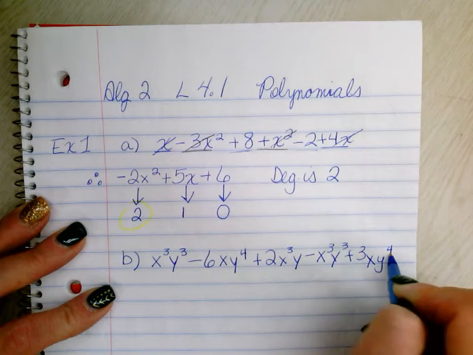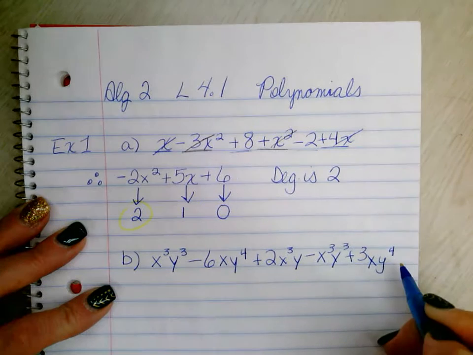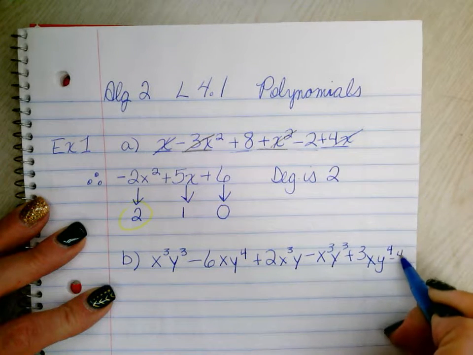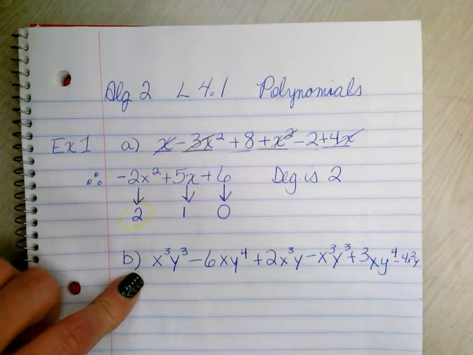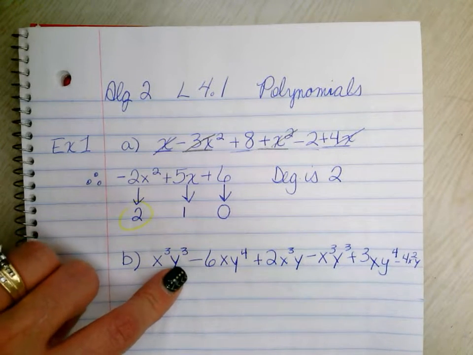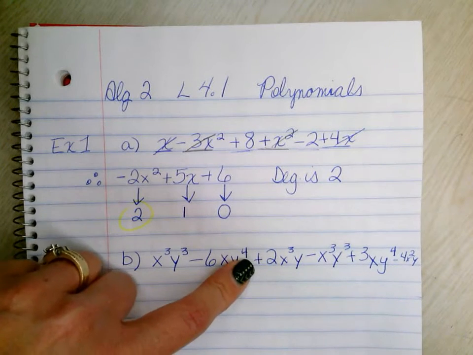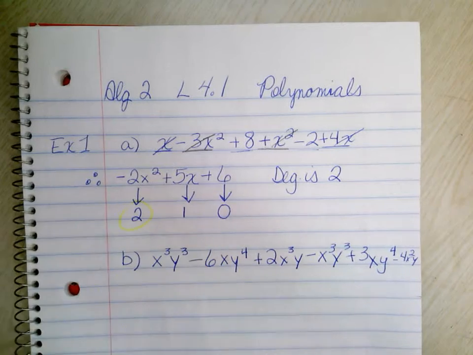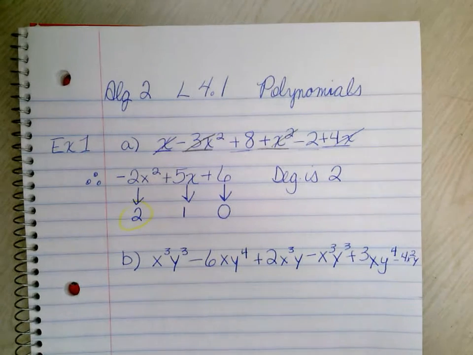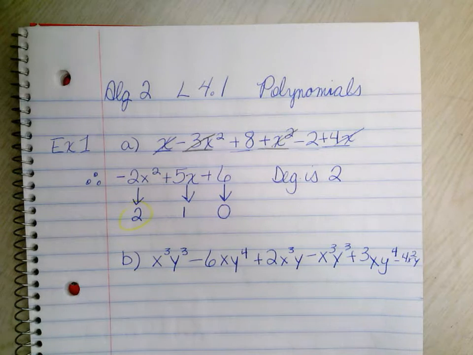y to the 4th, minus 4x squared y. Wow. Okay. So x cubed y, negative 6x y to the 4th, 2x cubed y, negative x cubed y cubed, 3xy to the 4th, and 4xy squared. Looks like I have that all set up.